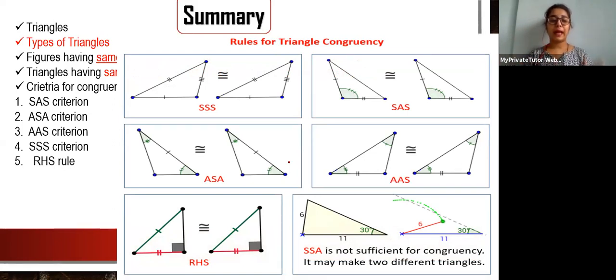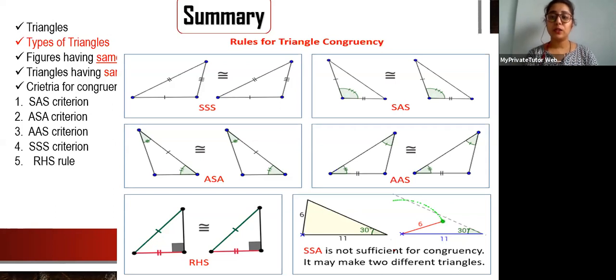Then we studied the angle angle side criterion. That means 2 angles and a side which is not in between the 2 angles. That was the third criterion. Then the side side side criterion. That means all 3 sides of both triangles are congruent, and then we can say that both triangles are congruent. Then we have the RHS rule, that is right angle hypotenuse side rule, in which we have a right angle, the hypotenuse, and one of the corresponding sides congruent. Then we can say that both the triangles are congruent.